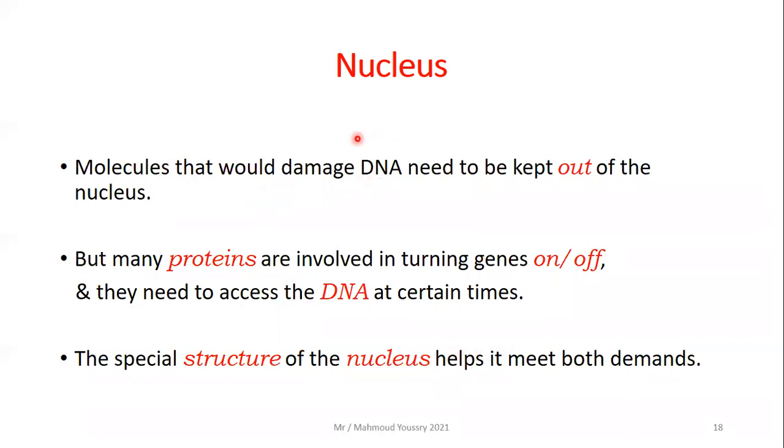Molecules that will damage DNA need to be kept out of the nucleus, for sure, but many proteins are involved in turning the genes on and off. They need to access the DNA at certain times. So how do we keep the molecules that will damage the DNA outside and let the proteins that turn the genes on and off inside, or reach the DNA at certain times? The special structure of the nucleus helps meet both demands.